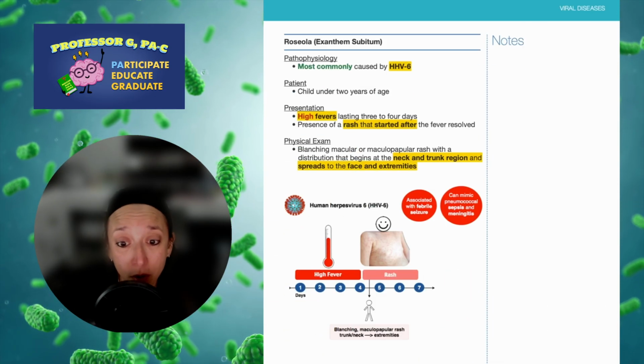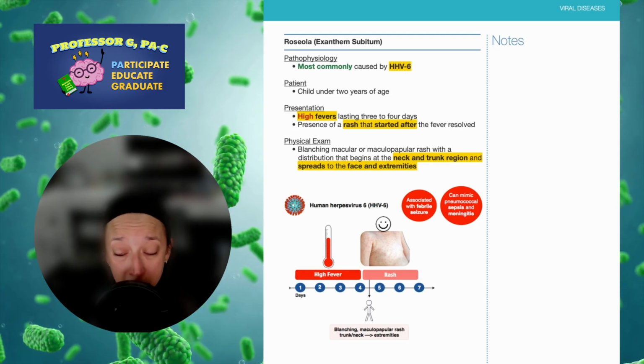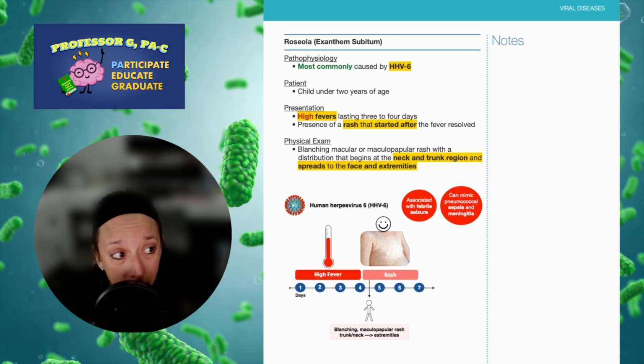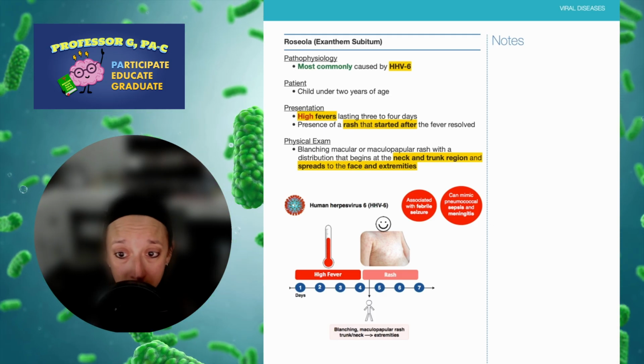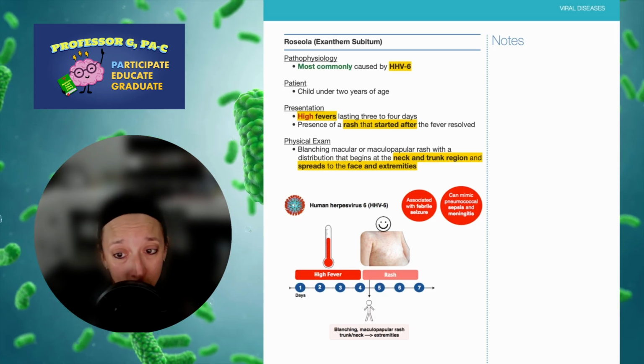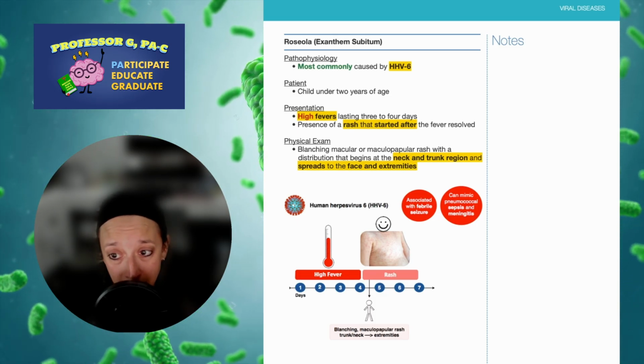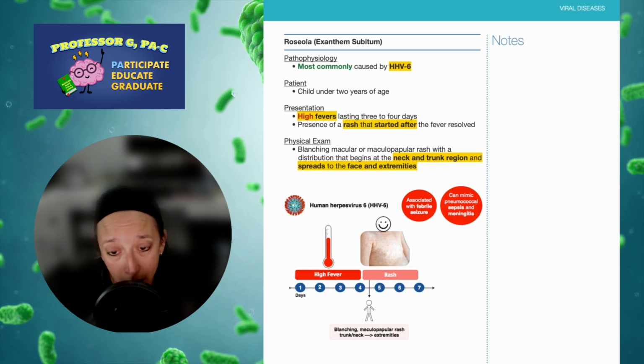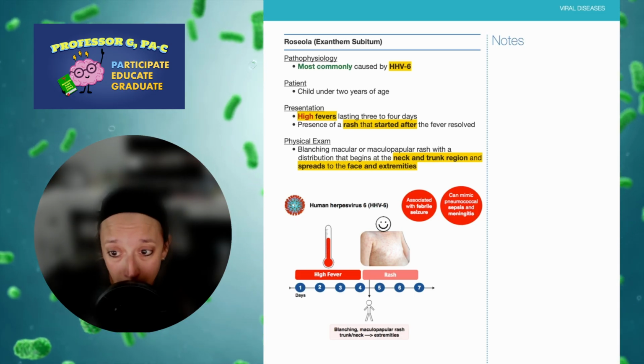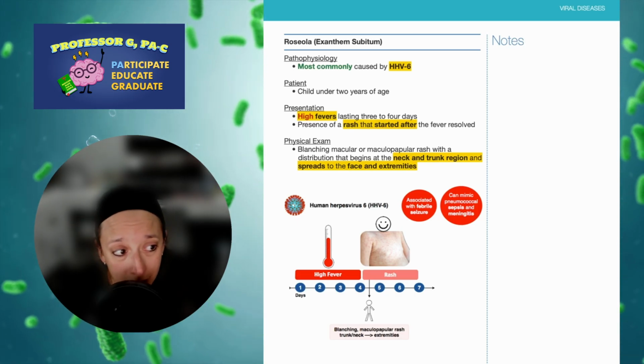All right, roseola. So this is caused by the human herpes virus 6 or HHV6. You just see it in kiddos less than 2 years of age. They get really high fever for about 3 to 5 days, and then the fever resolves, and in comes this maculopapular rash. Usually starts in the trunk and spreads to the extremities.